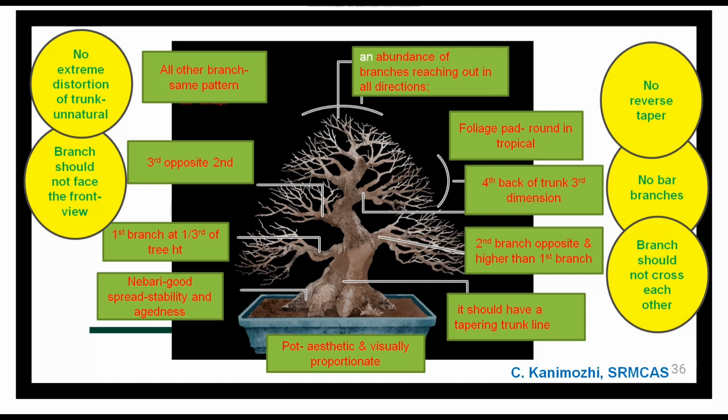You could also see the gap between the first branch and the third branch. And the fourth branch of the trunk is opposite to the third. Then you could see a foliage pad which is round in tropical style. All the other branches will be distributed in the same pattern. In the topmost portion, you could see an abundance of branches branching out in all directions.